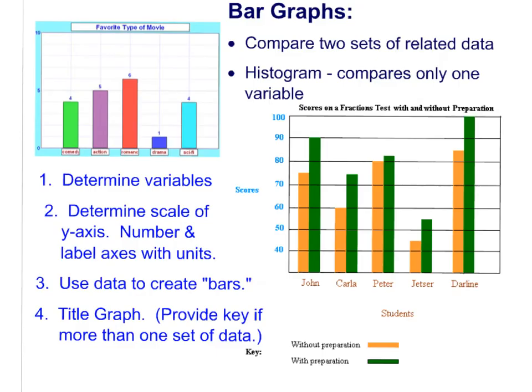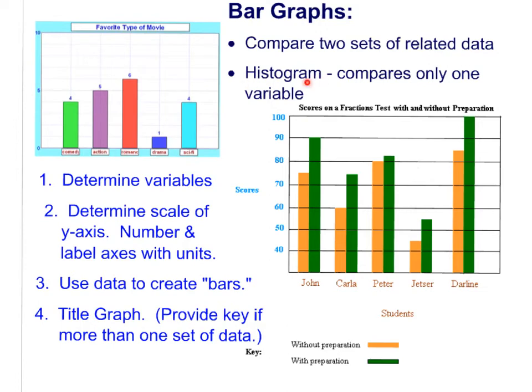Next kind of graph, let's look at bar graphs. In bar graphs, we're also comparing two sets of related data. In a bar graph, however, one of the sets of data is usually a category rather than a numbered value of something. For example, categories, different students, or different categories of types of movies here.